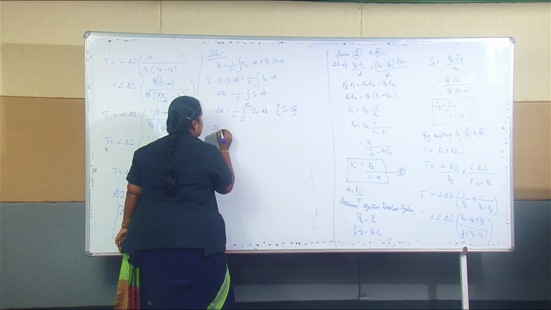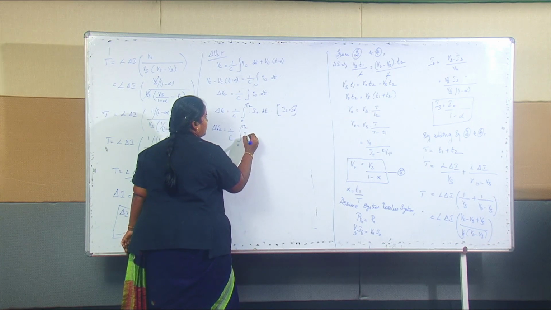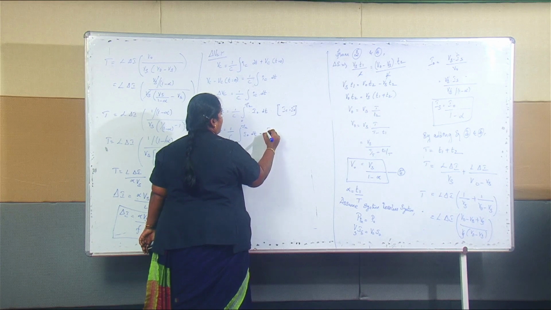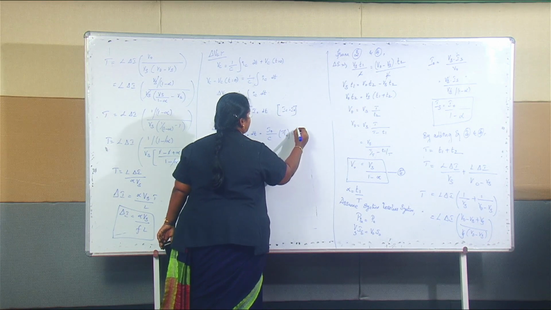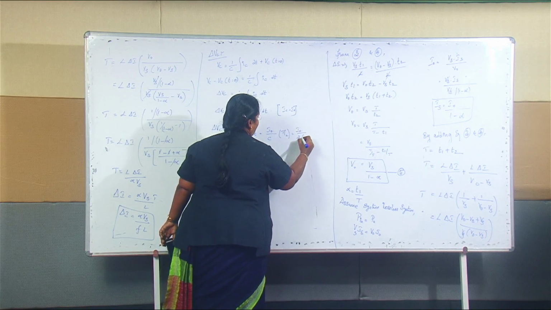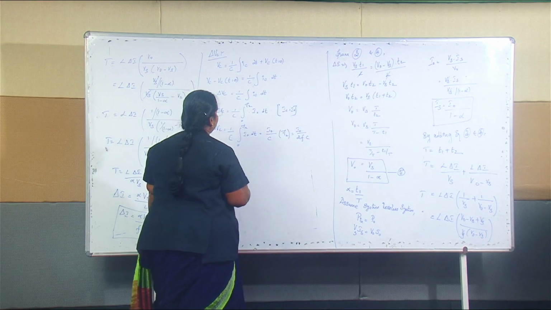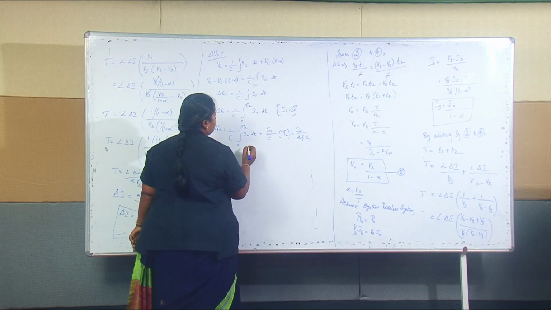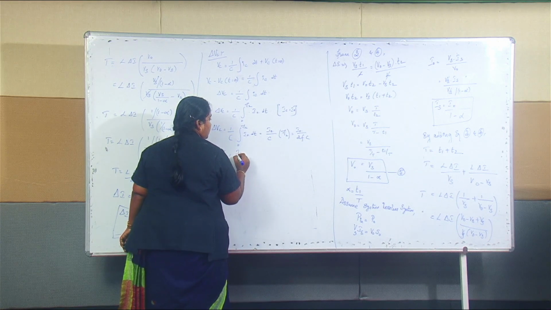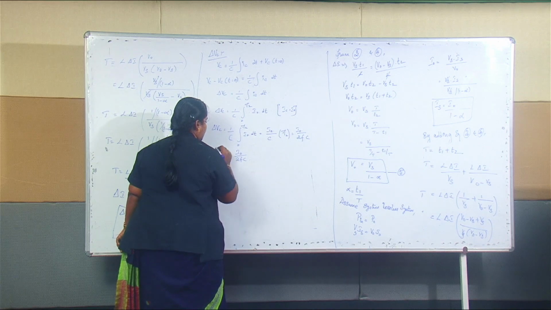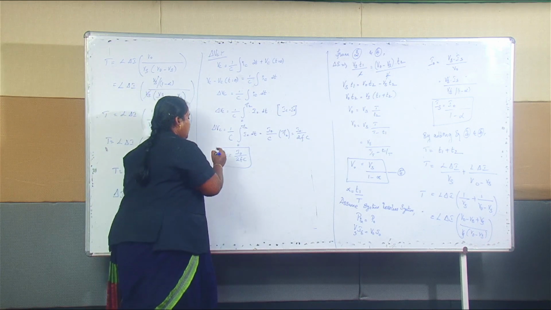So del Vc is equal to 1 by C integral 0 to T by 2 I naught into dt, which is equal to I naught by C into T by 2, which is I naught by 2 into f into C. Your del Vc is equal to I naught by 2 into f into C. This is the final expression for the voltage across a capacitor with the ripple condition.